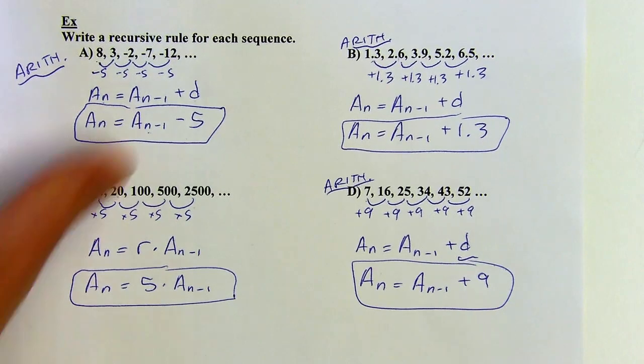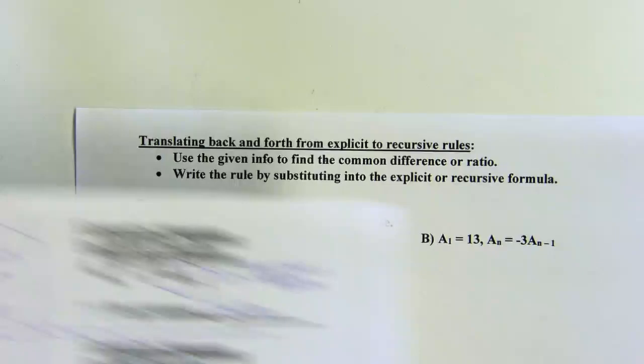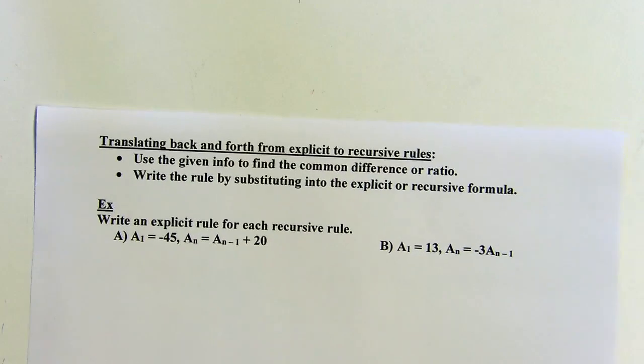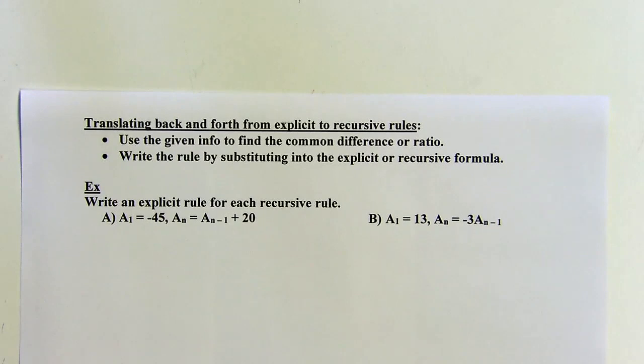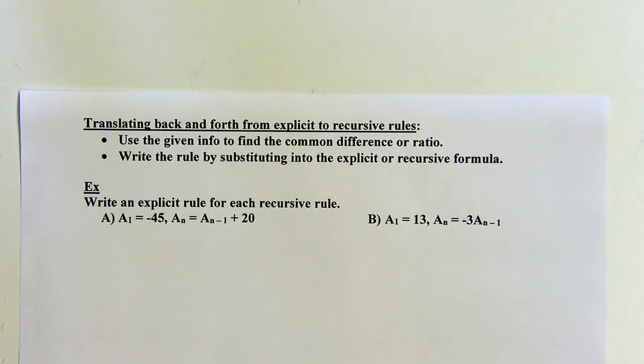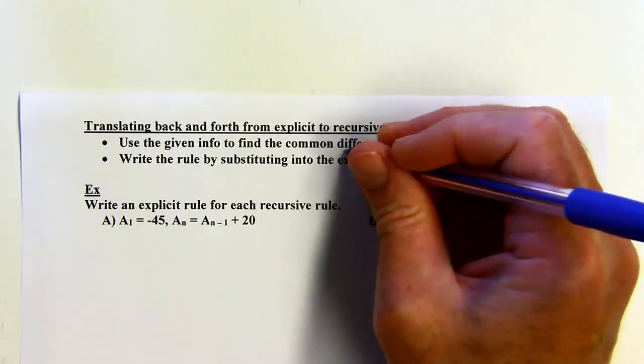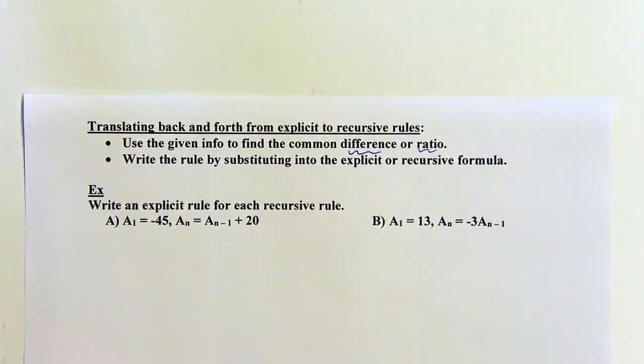Okay, on the last page, we're going to translate back and forth from explicit to recursive rules. All right, and the process is pretty similar. So you need to figure out if we're dealing with arithmetic or geometric, and then based on that, we're going to find the common difference or the common ratio, and then we'll substitute into one of the formulas.